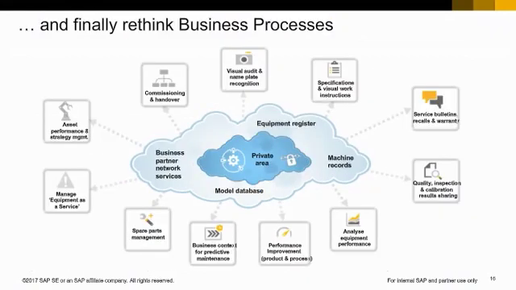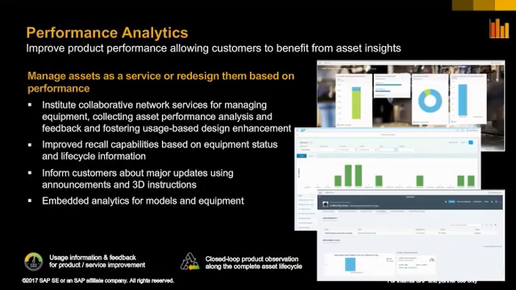The built-in capabilities and extensibility of AIN allow manufacturers to rethink their business processes. AIN includes applications such as performance analysis, commissioning and handover, and asset performance and maintenance strategy management. Performance analytics, for example, provides a tool for manufacturers to improve their products and services and also allows their customers to benefit from asset insights.